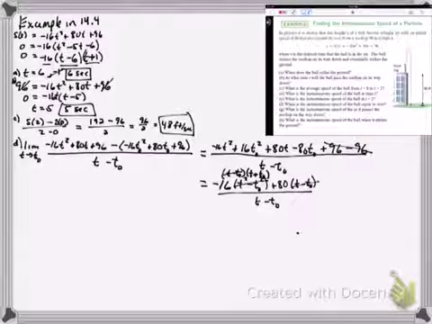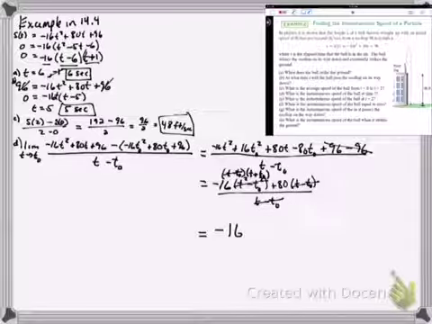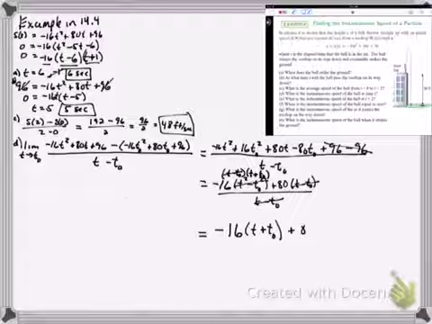So these t minus t sub 0's all cancel. And I know that's really messy right now, so let's try to neaten that up. And we got negative 16 times t plus t sub 0, plus 80.